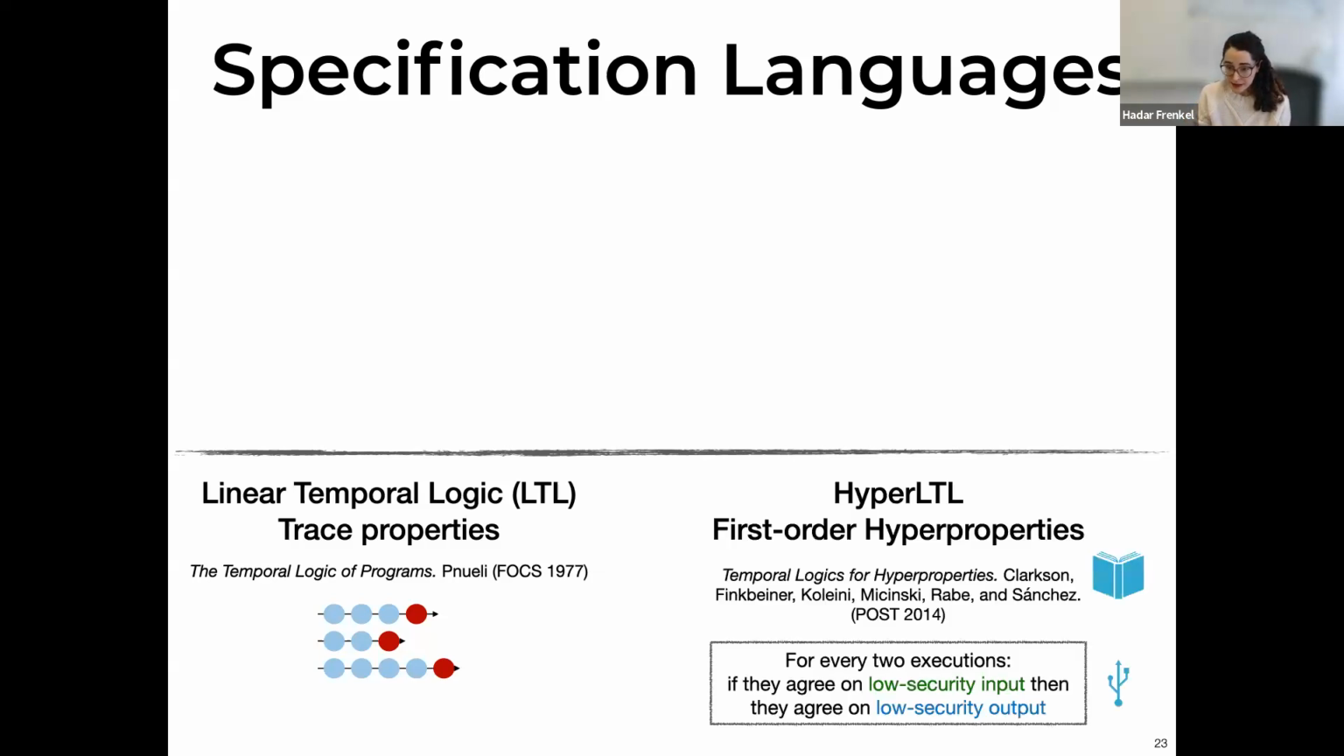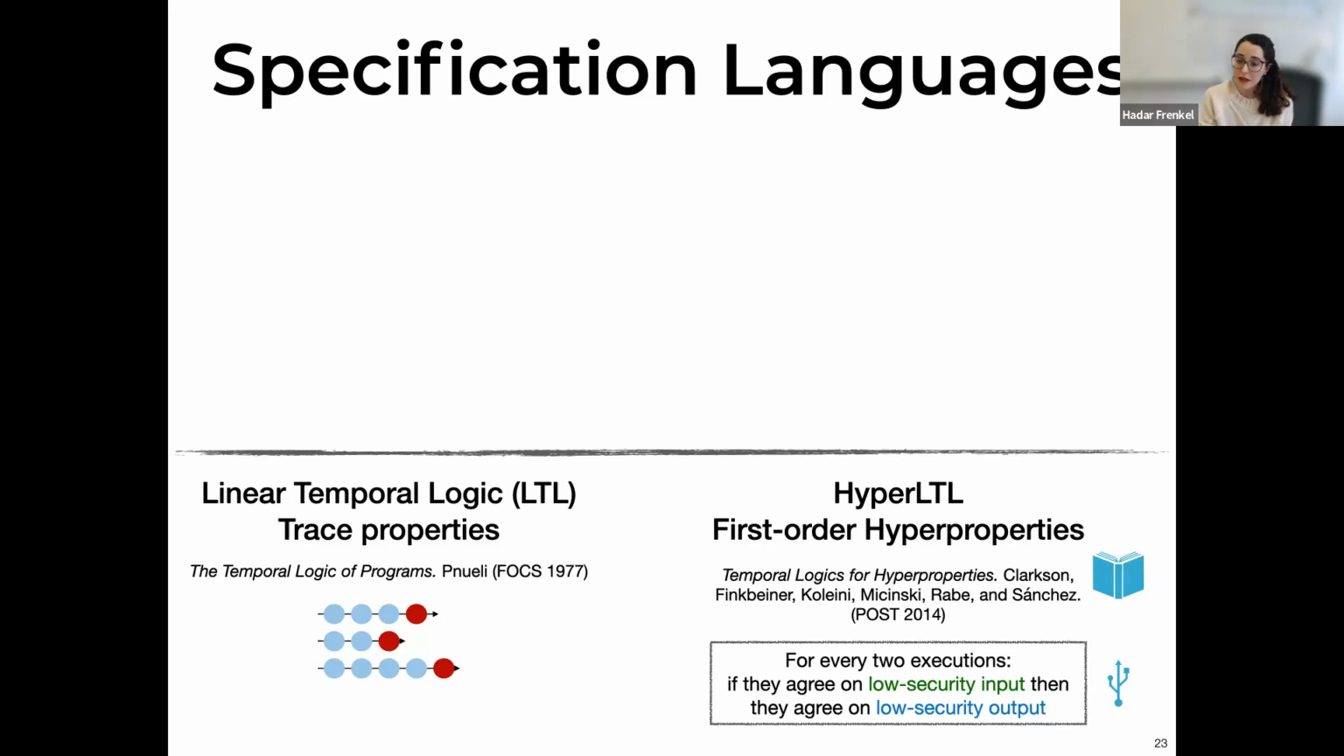In 2014, LTL was extended to hyper LTL. And hyper LTL features first order quantification over traces, and I will get to the details a bit later. So this is just an overview of what's happening here. Hyper LTL features first order quantification over traces in order to express hyper properties, so in order to relate different executions of the system.